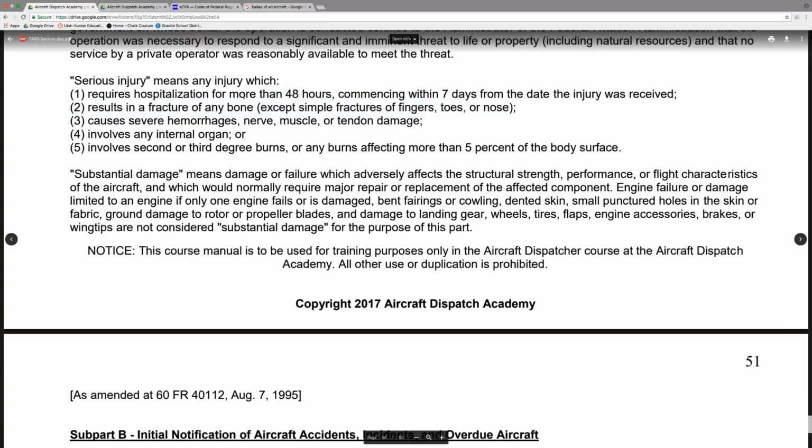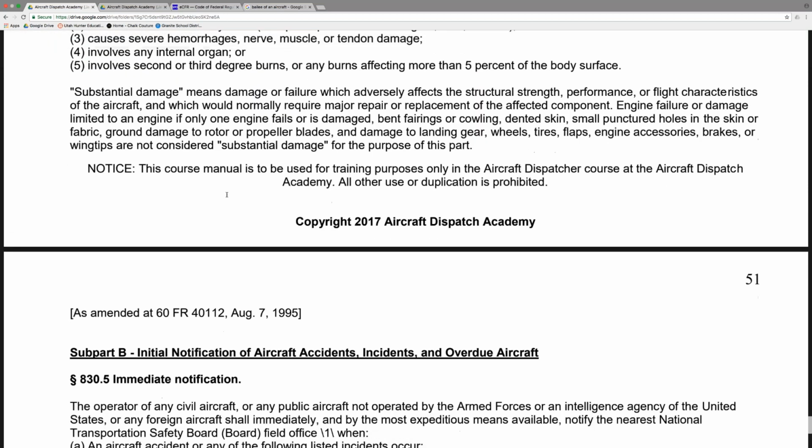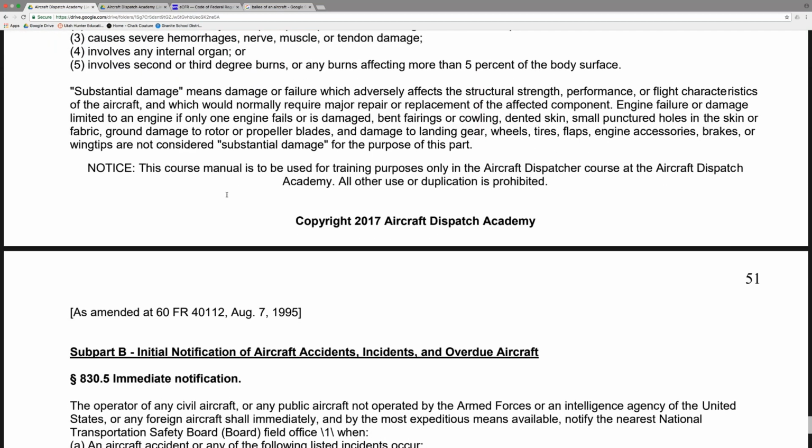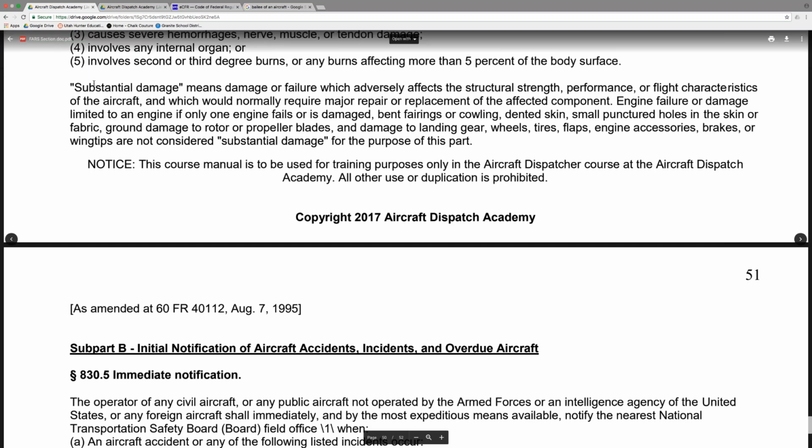But I mean, the big part to remember with the serious injury is that it requires hospitalization for more than 48 hours within the 7-day period after the injury was received. Okay. So substantial damage. I'll read this part for us.